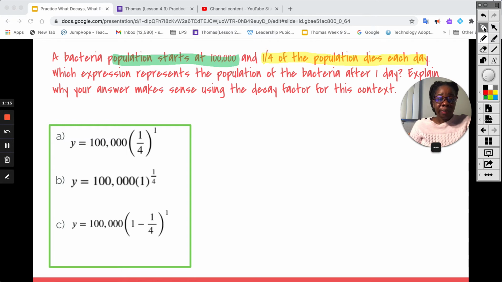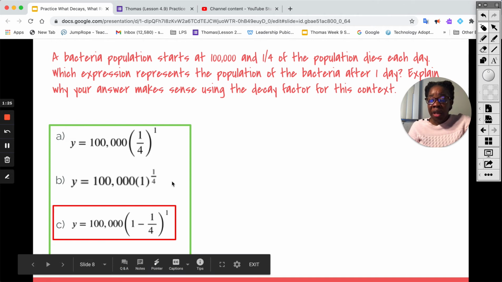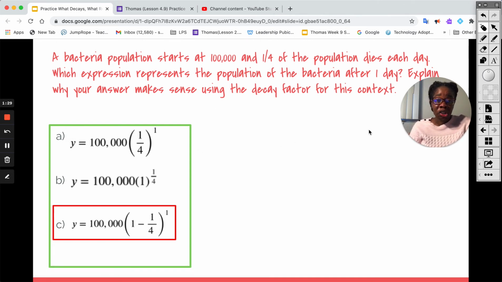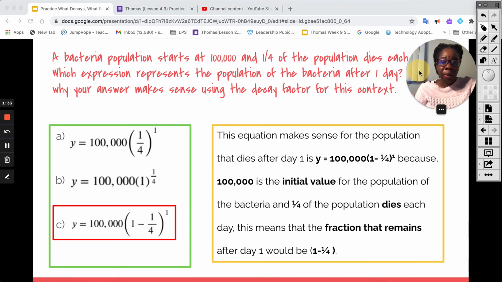So for this particular case, the expression that makes sense is going to be expression C, because it's definitely showing that we're taking away the population that dies from the original population. And why does this make sense? So as we think about this, the equation in C makes sense for this population.